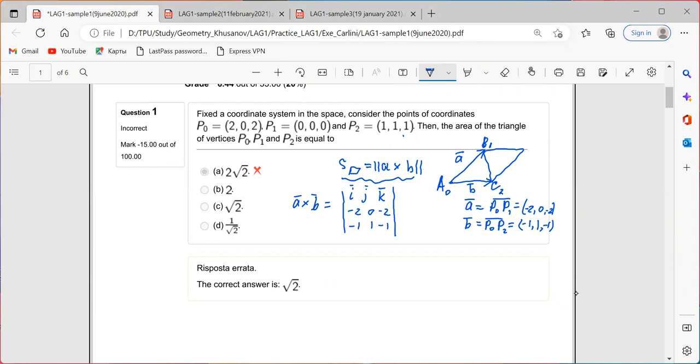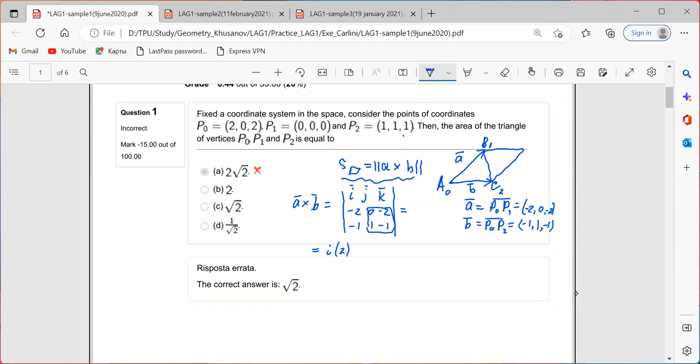So we can compute this determinant, and it will be equal to i multiplied by its cofactor, which will be this one. And the determinant of this cofactor will be 0 times minus 1, which is 0, minus minus 2, which gives 2.